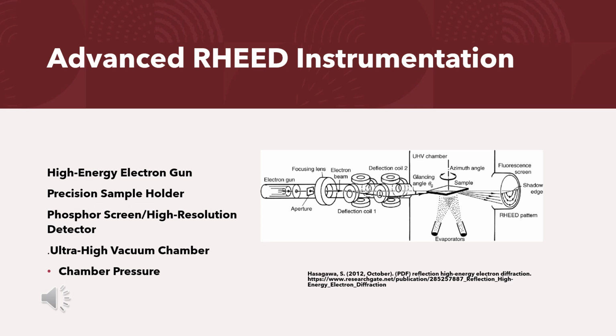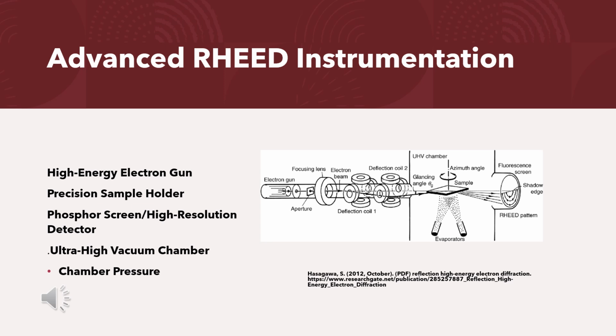Moving on to the detection system, we have a phosphor screen and a high-resolution detector to capture the diffraction patterns. This setup allows us to visualize the patterns with a high spatial resolution, making it easier to analyze the surface structure of the material. An ultra-high vacuum chamber is essential for RHEED experiments.